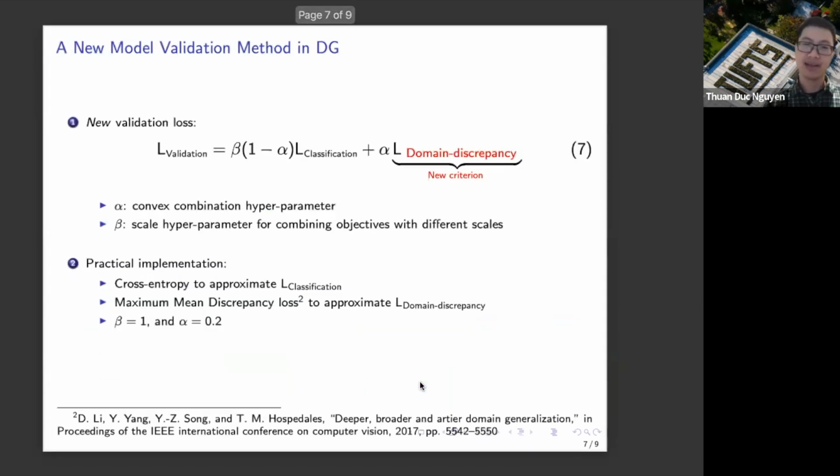So given that limitation, we propose a new method that selects a model based on both the classification risk and the domain discrepancy. The new validation loss function has two terms. The first term is still the classification risk, and the second, new term is a domain discrepancy term. We use two hyperparameters, alpha and beta, to combine the two objective functions with different scales. In practice, we use the cross entropy as the classification risk, and the maximum mean discrepancy as the domain discrepancy, and we use beta equal to 1 and alpha equal to 2.